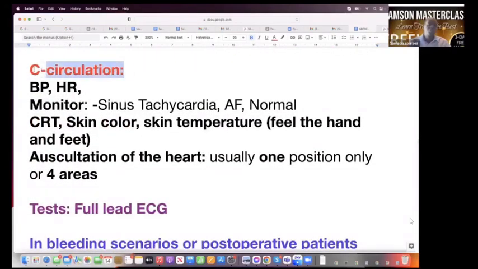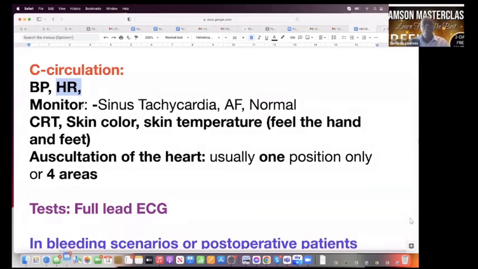Mr. Brown, I need to assess your circulation. What are you going to do in here? Blood pressure is normal in asthma, it's not low. So your blood pressure is 110/70. Your heart rate is high, 126, because he's short of breath. So he's going to have a high heart rate, tachycardia.